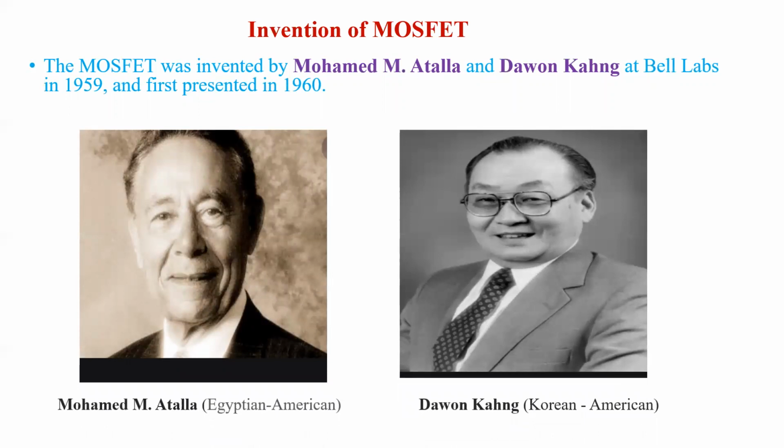Mohamed Atalla is Egyptian American. He was born in Egypt and studied there, and then he went to America to work at Bell Labs. Similarly, Dawon Kahng was born in Korea, and later he went to work at Bell Labs, so they became Egyptian American and Korean American. These are the two people who invented MOSFET in 1959, and it was presented in 1960.